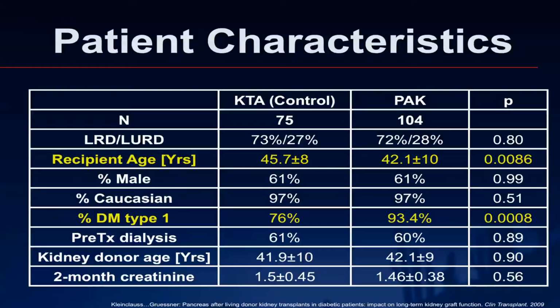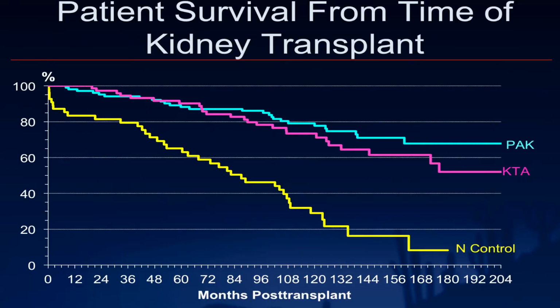Now, these are the data of the initial cohort. No major differences except for the fact that obviously the recipient age in the KTA group was a little bit higher, which would make it maybe more challenging. On the other hand, the percentage of type 1 diabetics versus type 2 was much higher in the PAK category. So these are the results, and they were updated just recently. So now we have data going out 15, 20 years because, as I mentioned, the data go back to, if I remember correctly, 1995. So we have basically data for now 20 years.